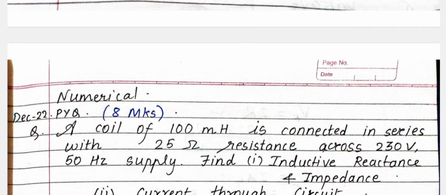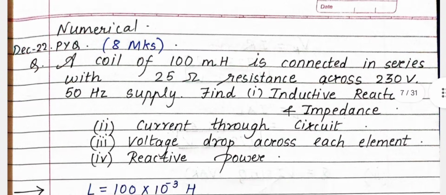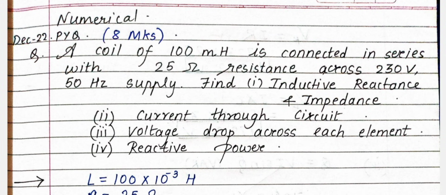Before going to the series RC circuit, I would like to explain a numerical on the series RL circuit. This is again a PYQ, from December 22, last year, and this numerical was asked for 8 marks. Remember, here 4 things are asked, so each point is for 2 marks. Let us see what the question is.